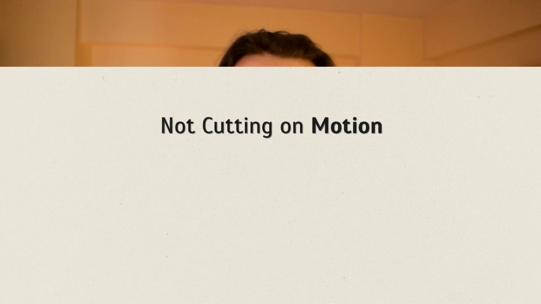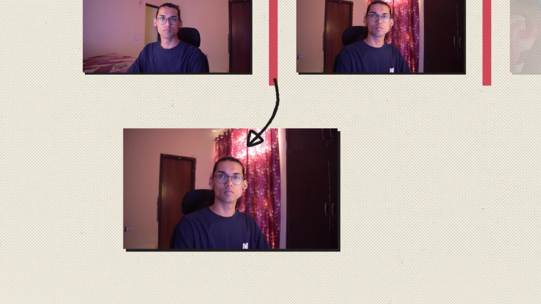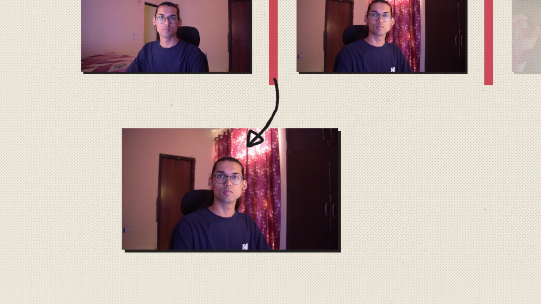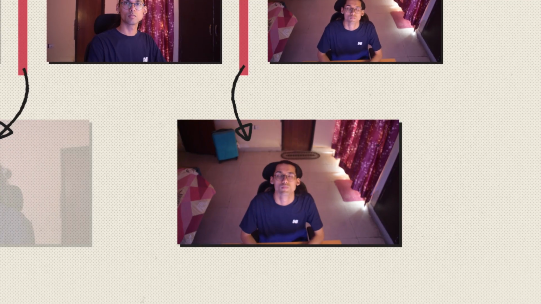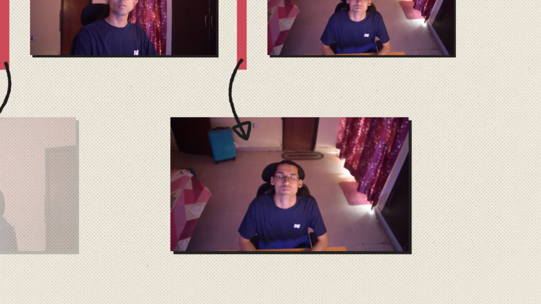The mistake here is not cutting on the motion. Now if you look at the sequence, we have 3 shots and 2 cuts. In the first shot, before cutting, I have already rotated my head and then there is a cut to the second shot. It doesn't look terrible, but it doesn't look smooth either. And now if you look at the second cut, it's even worse. I have actually rotated my head before cutting, and even after the cut in the third shot, I'm still rotating my head. Basically, the same motion appears in shot 2 and 3.